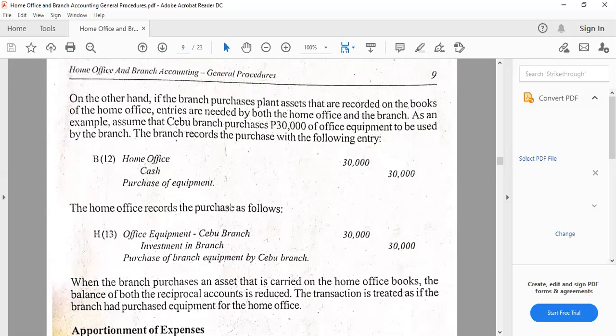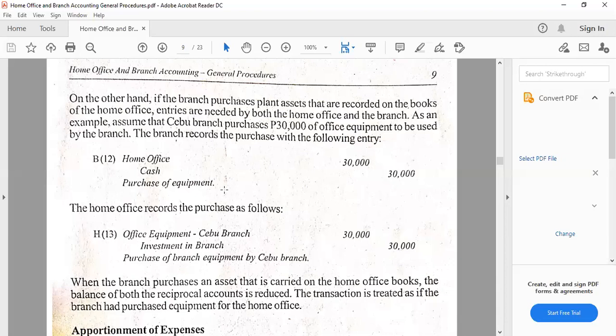Okay, so another thing, what if, for example, the branch purchases plant assets that are recorded on the books of the home office? So this is how the branch will record the entry. Well, the transaction here is that, just to be clear and to be able to emphasize, that the branch purchases equipment in behalf of the home office. How did I know that? It's because it is carried in the books of the home office. So office equipment dash Cebu branch. Well, because there's an attachment here of dash Cebu branch.